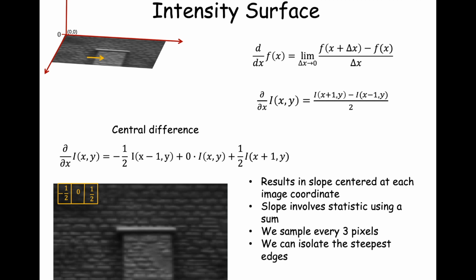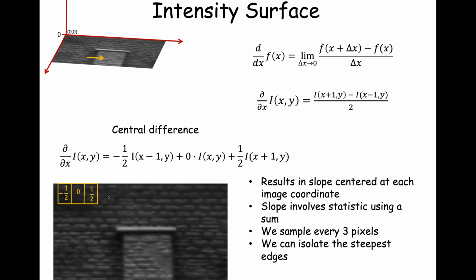And it involves a statistic, the statistic we've just listed here, the central difference, involving a sum. And so in this case, you sample every 3 pixels in the image. And in doing so, you can isolate the steepest edges or the steepest slopes in your intensity surface across the whole image. Now, for this image, if you were to do that, you would get the edges associated with this, looks like a fireplace or a turret or tower or something like that.